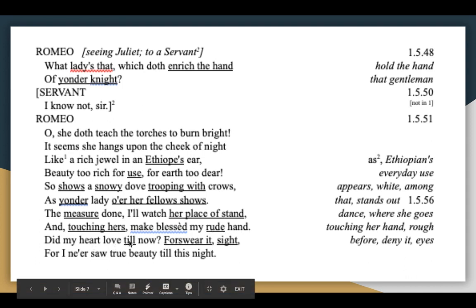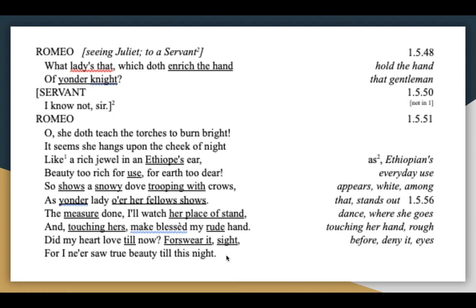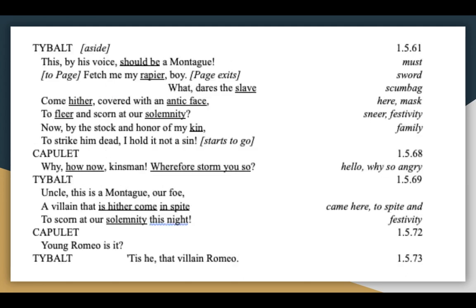"Did my heart love till now, forswear it, sight? For I ne'er saw true beauty till this night." So he said, I've never loved before. I've finally fallen in love after seeing this woman. So again, you know, Romeo's tragic flaw, his hamartia, is that he falls in love too quickly.